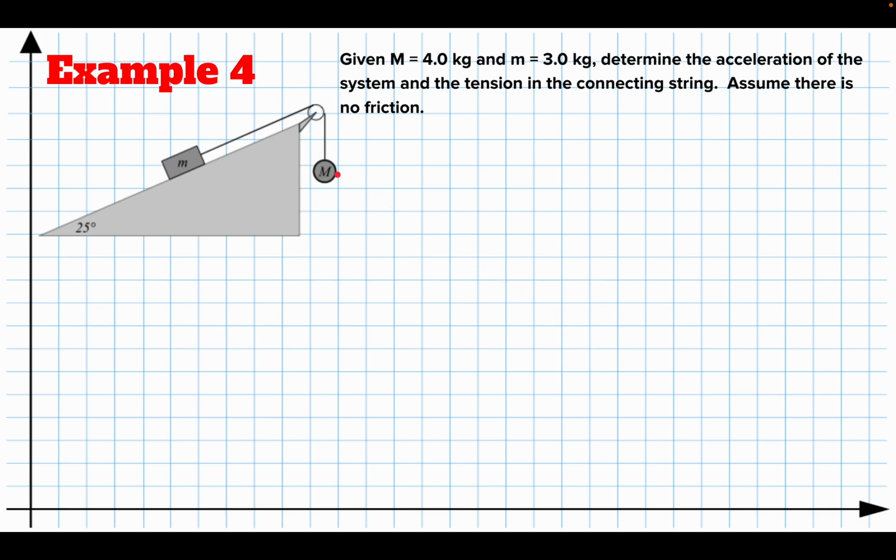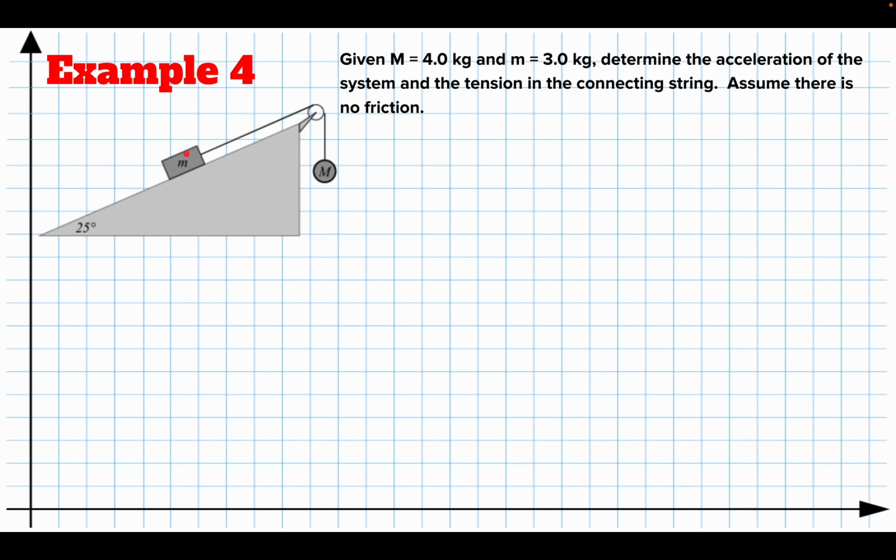Okay, so in this problem, we have another coupled system. We have a mass, I'm going to call it capital M. It's attached by a string to another mass, small m, and this small m is on an inclined plane, and it's being pulled up the ramp, and we're going to assume there's no friction for this problem. I'll leave it to you to figure out what happens when there is friction.